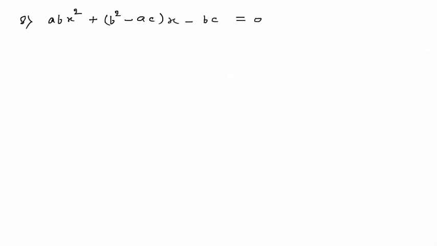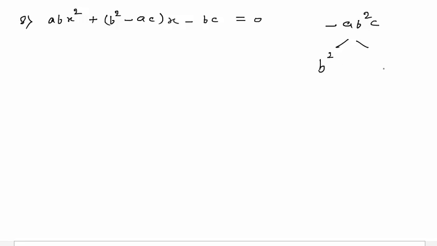Now in this eighth problem, the value of a is ab, the value of c is minus bc, and the value of b is b square minus ac. So here what I have to do is, I have to multiply first this a term with c term. So what I will get? I will get minus a b square c, and I have to arrange them in factors such that the middle term will be b square minus ac. So it's simple. I write one factor as b square and one factor as minus ac.